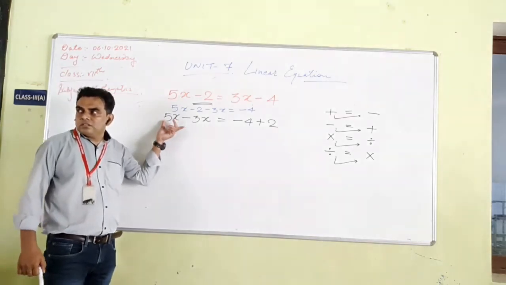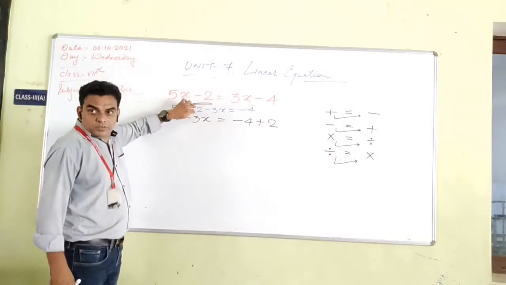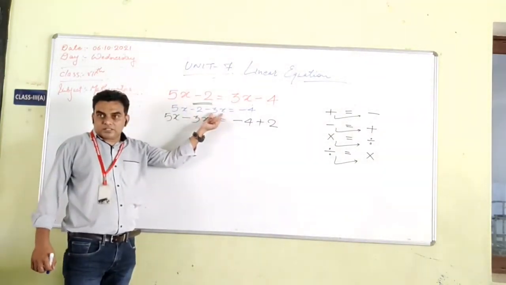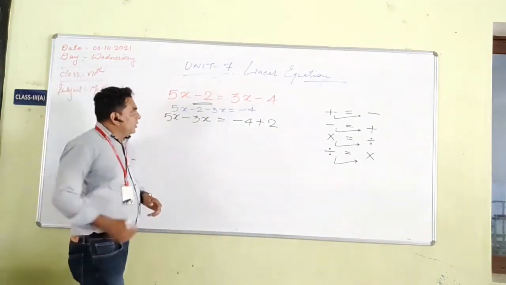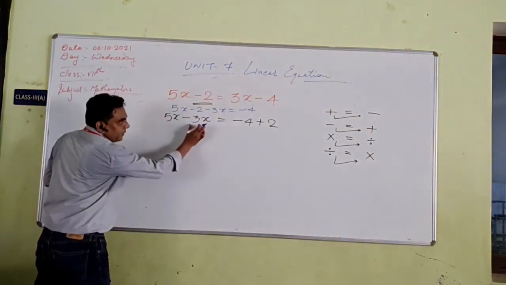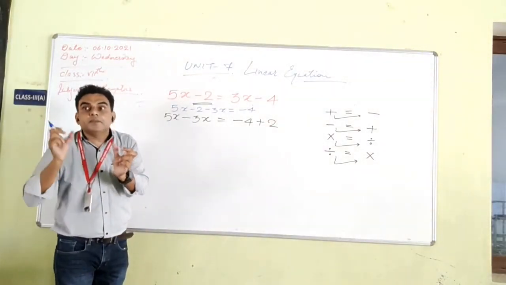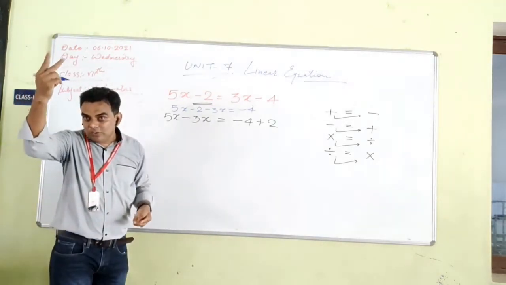So here, 5x minus 2, you can just take 3x from that side. So it will be minus 3x. Understood? So now you can just go with this 5x minus 3x. x is common. 5 times x minus 3 times x. It is 2 times x. 5 minus 3 is equal to 2.